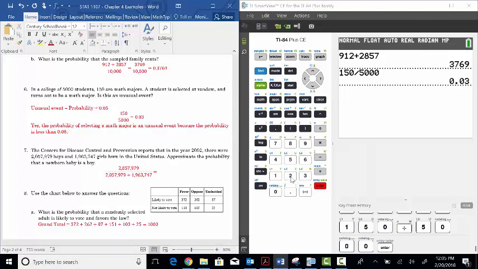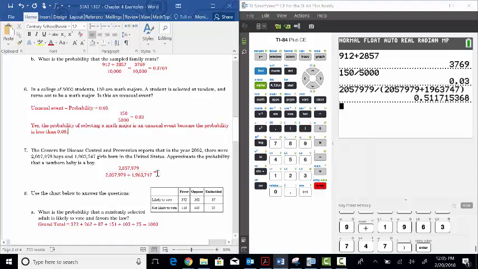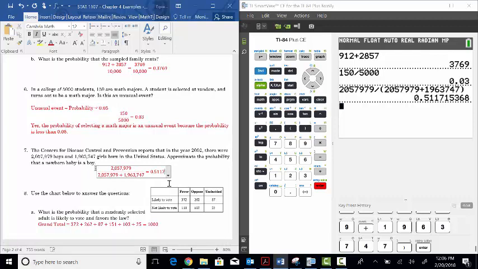So again, over on my calculator screen, I'm taking my boys, and I'm going to divide that by the sum of the boys and the girls, and we get a probability of 0.5117. This probability seems pretty accurate, being that most people would think that you'd have about a 50% chance of getting a boy versus getting a girl.